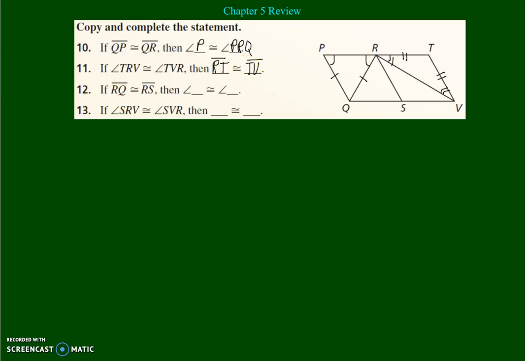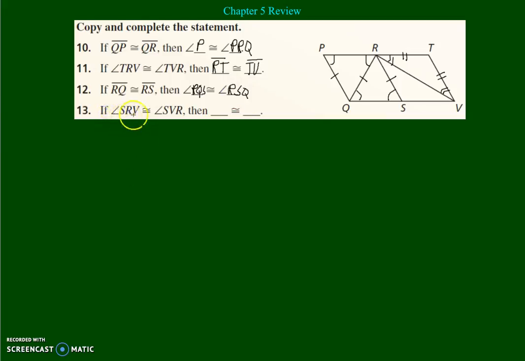Now for problem 12. RQ is congruent to RS, so we make a mark there. And by the base angles theorem, this angle would be congruent to this angle. So angle RQS is congruent to angle RSQ. And now on to problem 13.